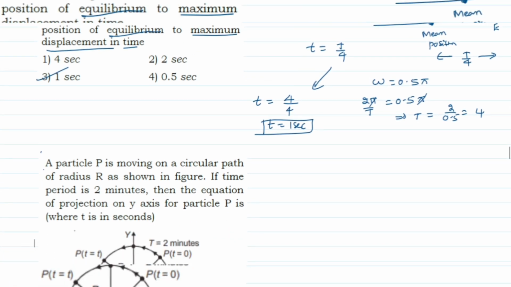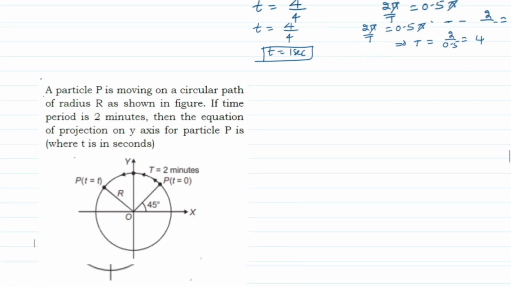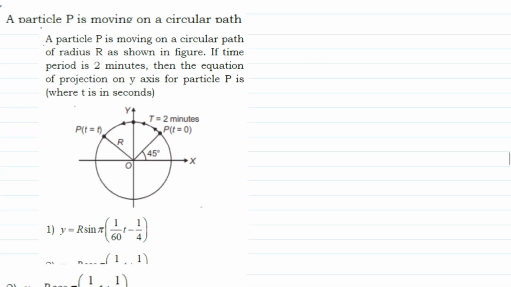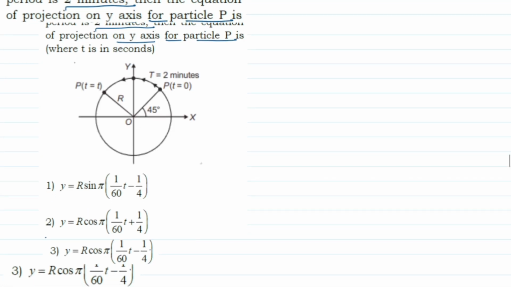Let us see the next question. A particle P is moving on a circular path of radius r as shown in the figure. If the time period is 2 minutes, what is the equation of projection on the y-axis for particle P, where t is in seconds? Just look at this question here.